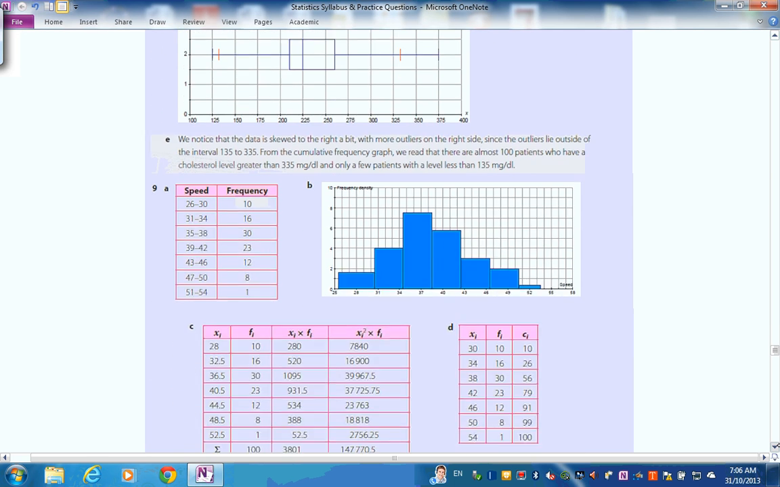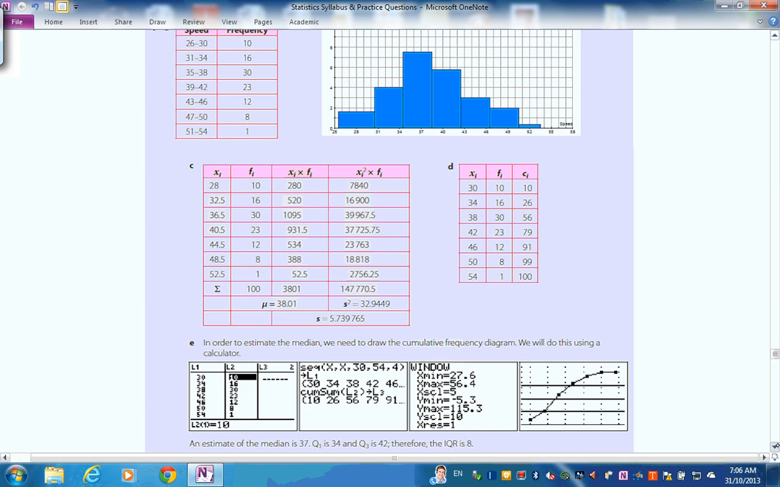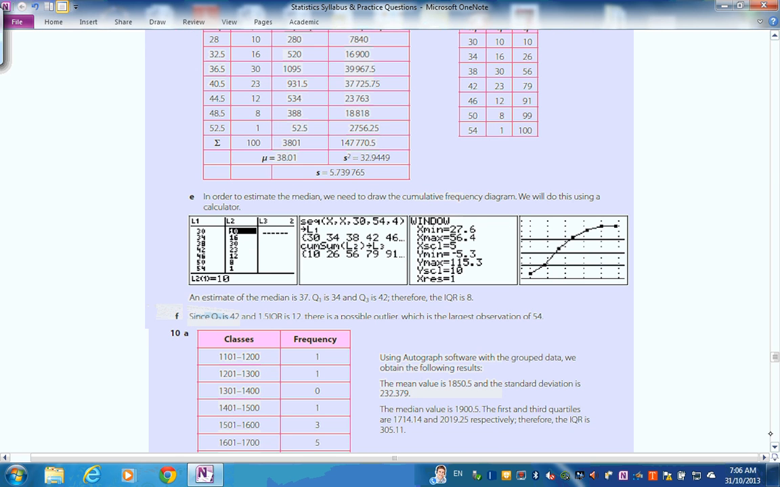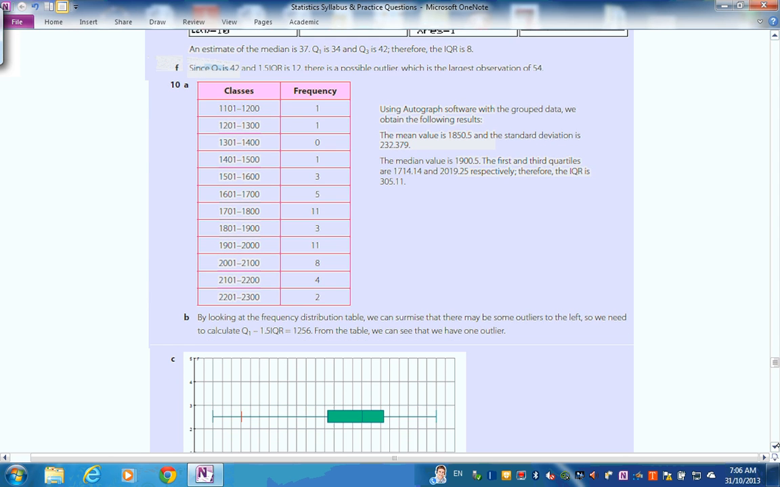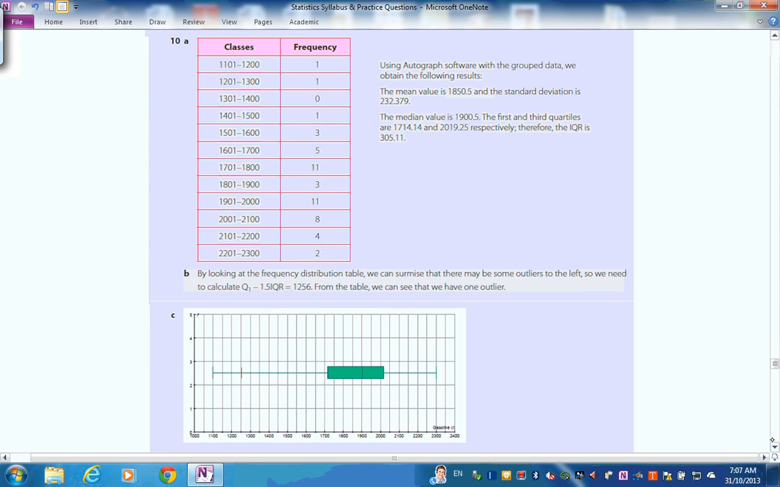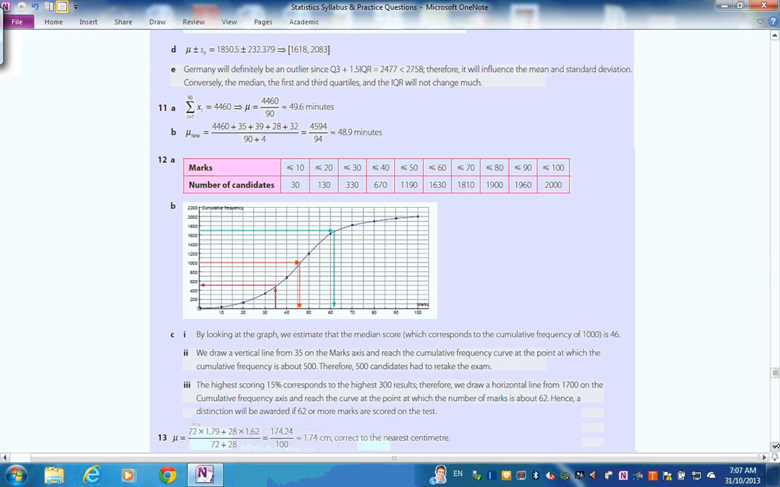Question 9. I don't think we can get all of 9 on. There's the rest of 9, E and F. Go to 10. See if we can get it all on. 10A, B and C. Then D and E. Let's look at 11 and 12.